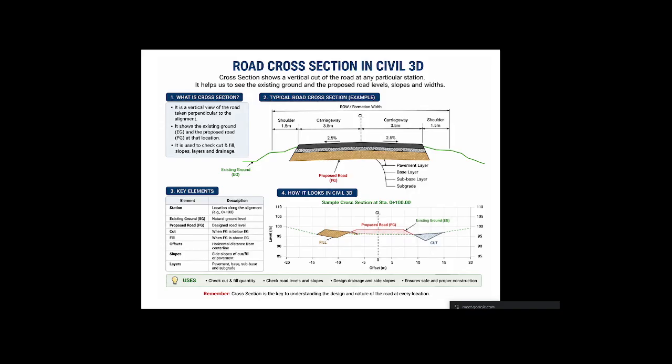So this is why the cross sections are very important, and they help engineers. How does this help us? They help us to calculate the cut and fill quantities and check the road levels. We can verify the slope as well, and also we can prepare accurate construction drawings.